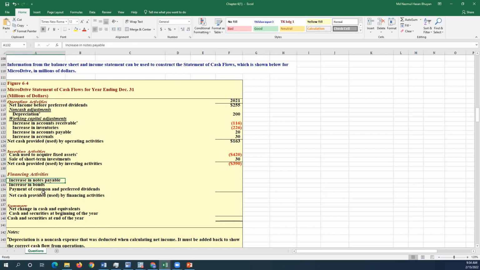Then our payment for common stock and preferred stock dividend is our cash outflows whenever we pay dividend. At the same time, whenever we issue new shares, then basically it is our cash inflows. Now, let us see. In this particular year, our notes payable increased. That means it is our cash inflow.